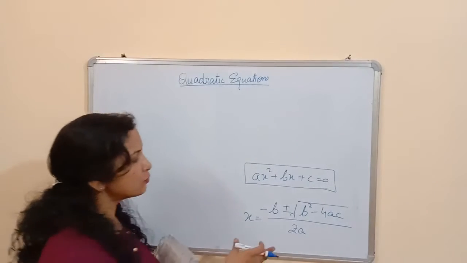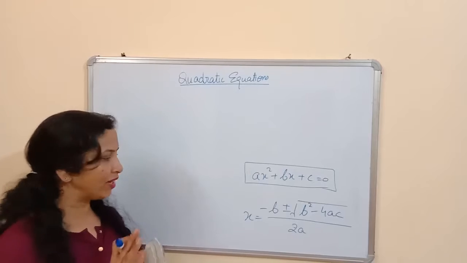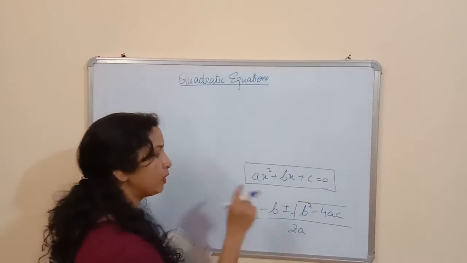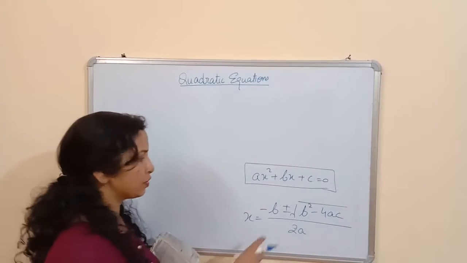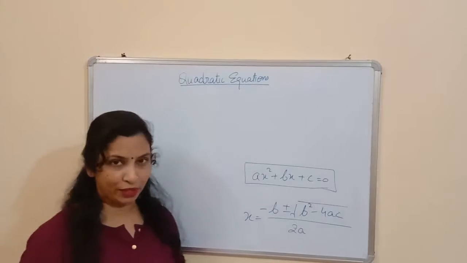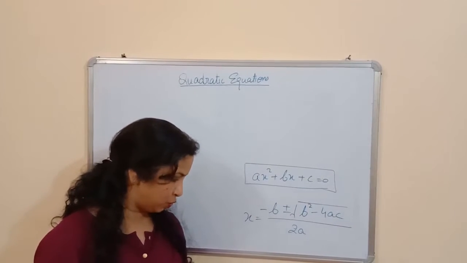By putting the values of a, b and c in this formula, we can easily find the value of x. We will get two values of x: one by using the positive sign, another by using the negative sign. So now a question from your NCERT textbook, exercise 4.3, question number 4.